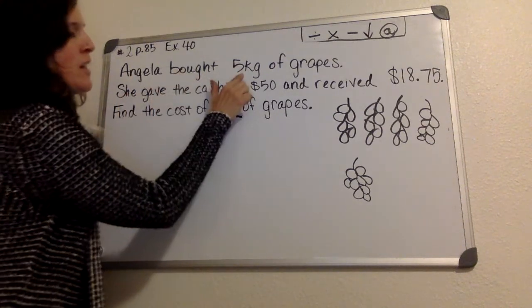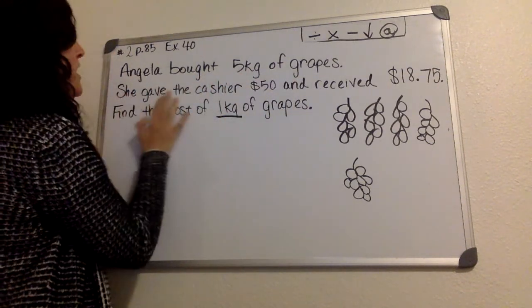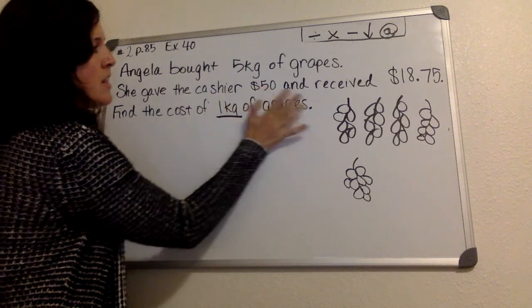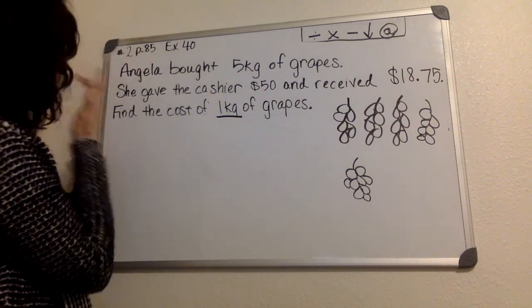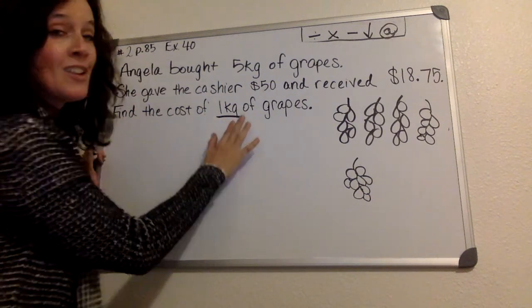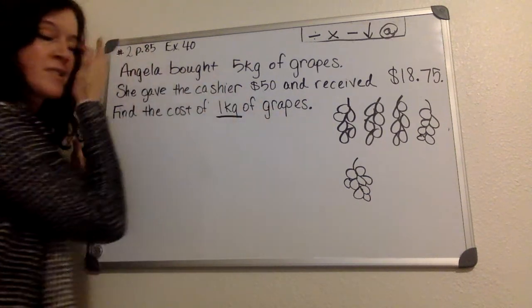Angela bought 5 kilograms of grapes. She gave the cashier $50 and received $18.75 in change. Find the cost of 1 kilogram of grapes.